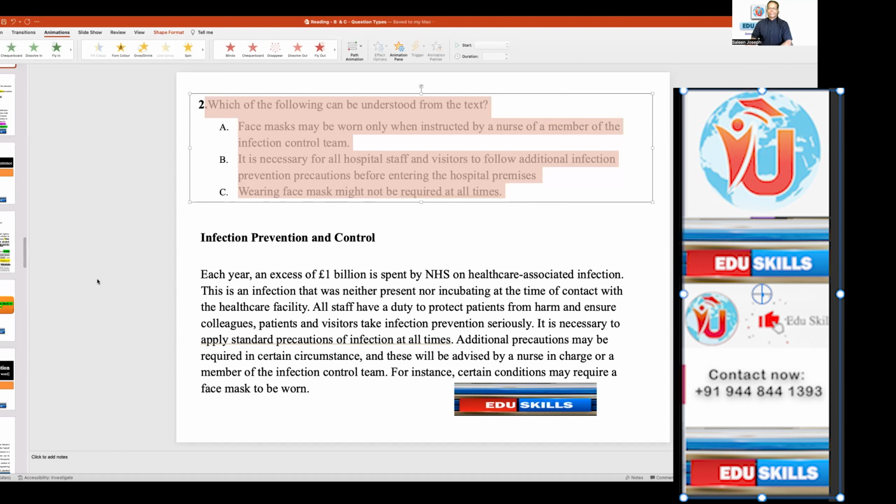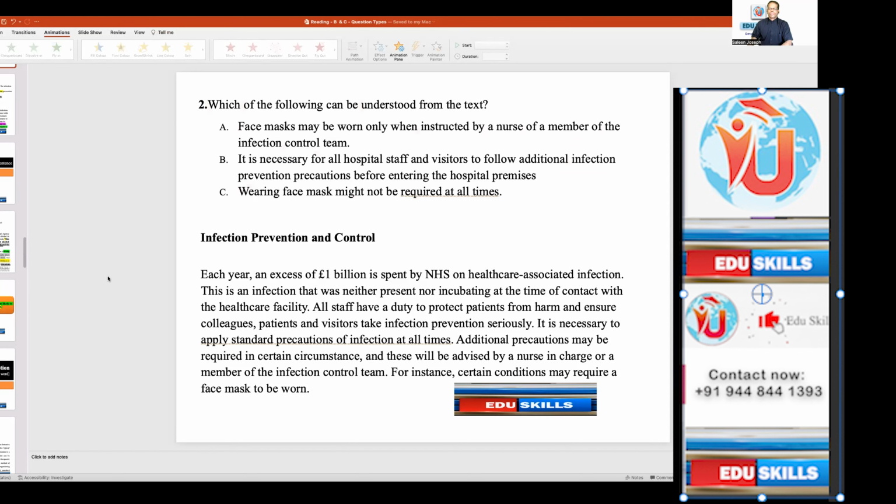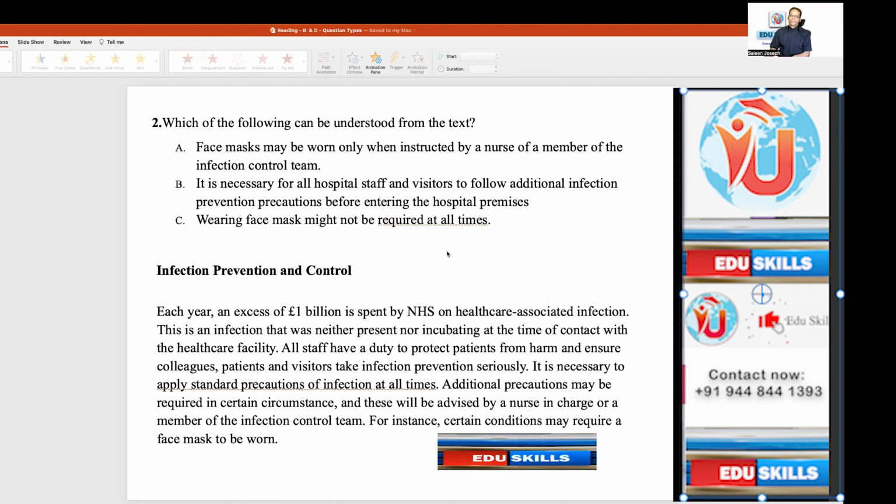Which of the following can be understood from the text? Face masks may be worn only when instructed by a nurse or a member of the infection control team. It is necessary for all hospital staff and visitors to follow additional infection prevention precautions before entering the hospital premises. Wearing face mask might not be required at all times. Questions.